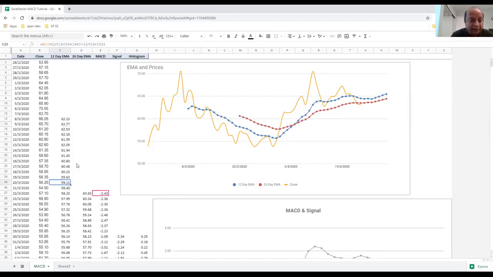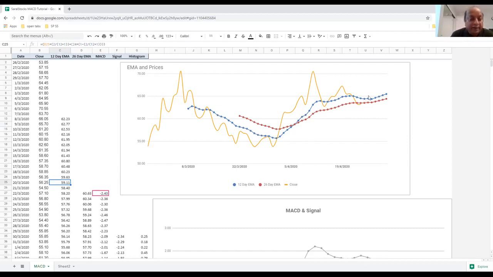And by the way, this spreadsheet is also shared. So you can make a Google Doc out of this, make a copy of it, and you can play with the numbers and see how the values change. Okay, so we find the 12-day moving average in this part here.